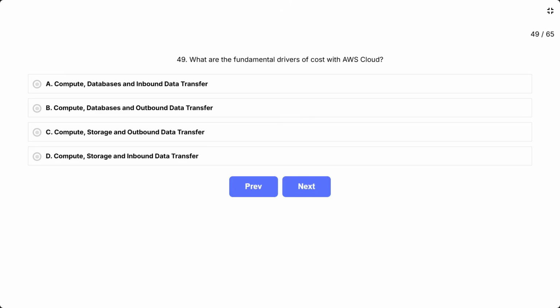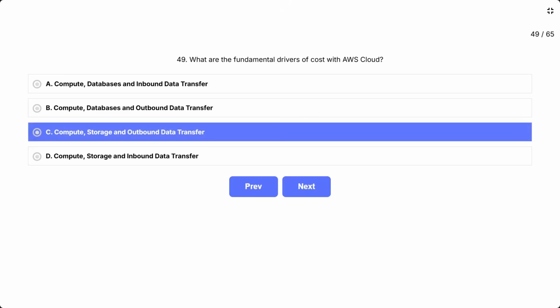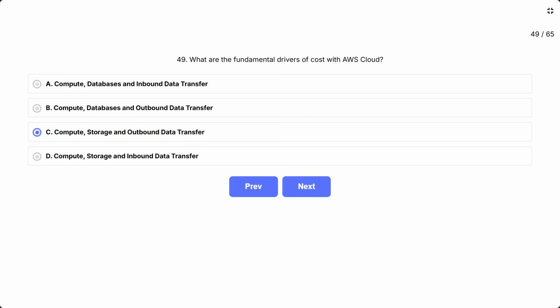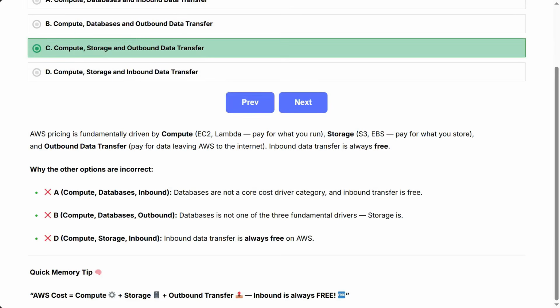The correct answer is C. Compute, storage, and outbound data transfer. AWS pricing is fundamentally driven by compute, EC2, Lambda, pay for what you run; storage, S3, EBS, pay for what you store; and outbound data transfer, pay for data leaving AWS to the internet. Inbound data transfer is always free. Why the other options are incorrect?